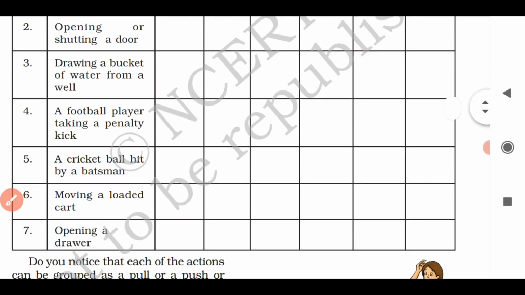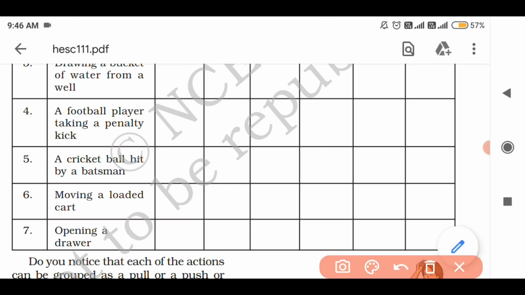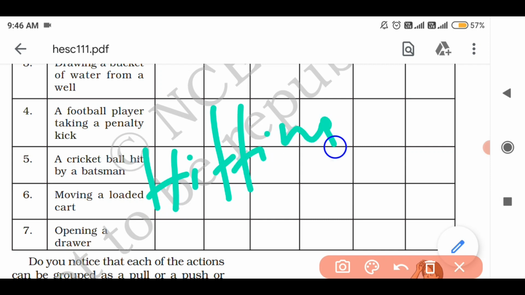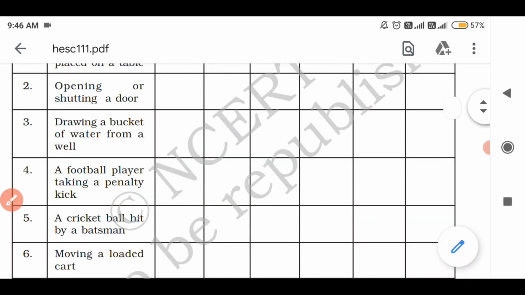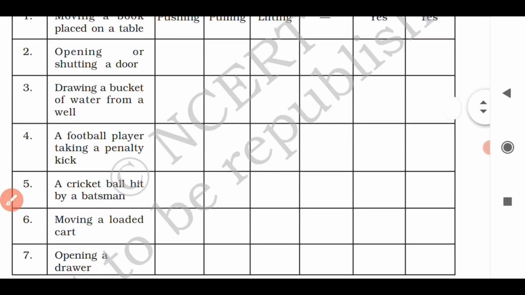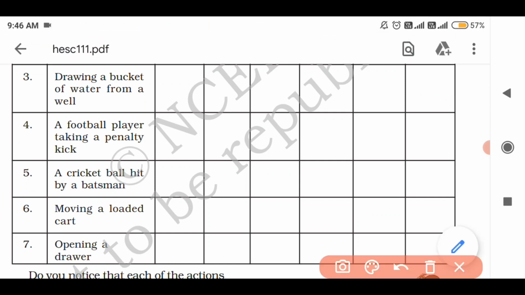Situation number 5, a cricket ball hit by a batsman. When a cricket ball is being hit by a batsman, what is the action involved? Yes, hitting, right? And we can write flicking also. So actions can be grouped as what? Push, pull. What can you write? We can write push. We're using our bat, we are generally pushing the ball, right? And pulling is not involved here, so we can write no over here. Clear?